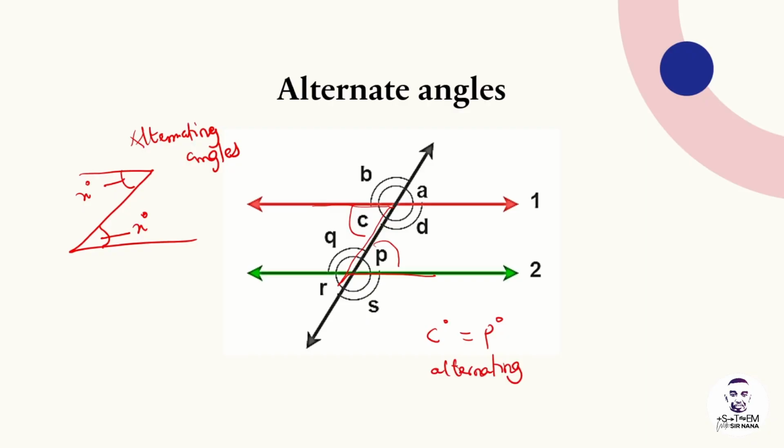Can we also find another Z? So we can also see that there is another Z created here. So D and Q. So we can say that angle D degrees is equal to angle Q degrees, right? So they are also alternating. What this implies is that if angle D, let's assume, is 60 degrees, then angle Q should also be what? 60 degrees. So it's important that when we have parallel lines, we'll be able to determine some of these angles, and it helps us when we are solving questions on angles in general.